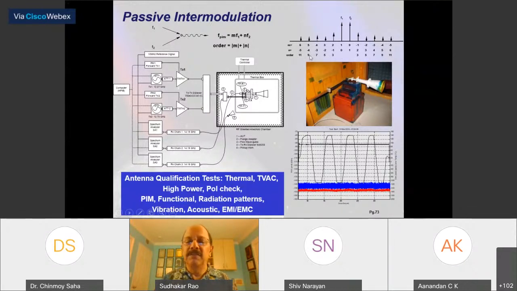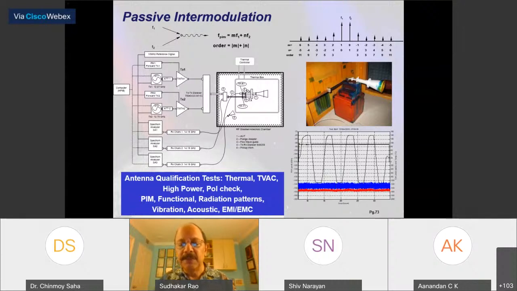So when we design, we have to make sure that we select the frequencies so that your PIM order is probably 11th or 13th or something higher. But sometimes it's not in our hands because frequencies are fixed by the customer. So we have to measure. When we measure, this equipment is very expensive. Typically this is what you get as you run through hot and cold, different cycles. You can see the blue curve is the worst case PIM and the red is the average PIM.